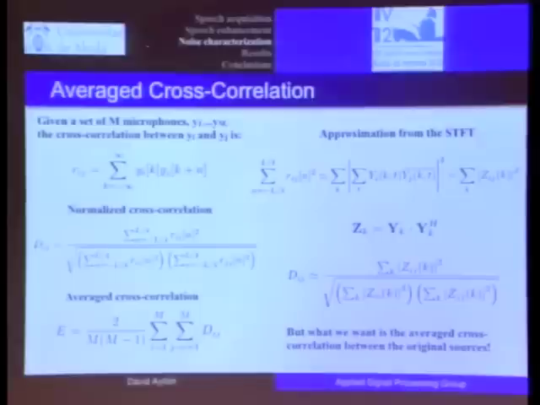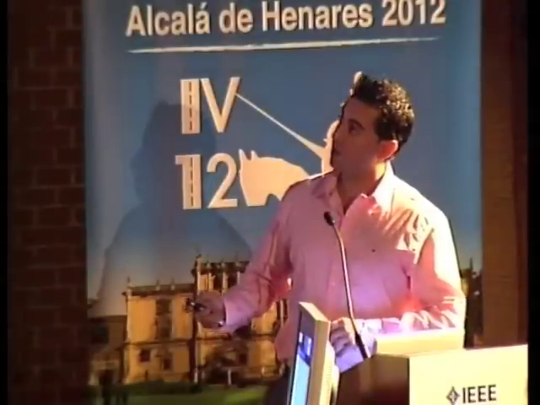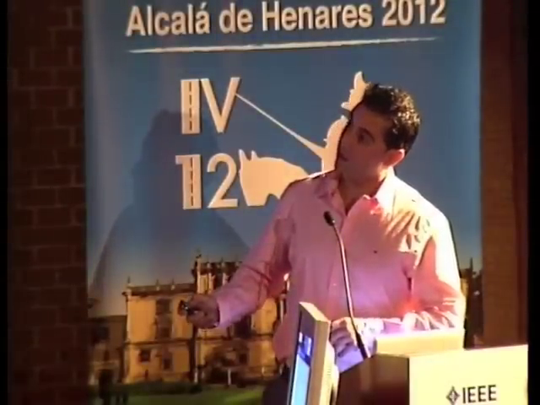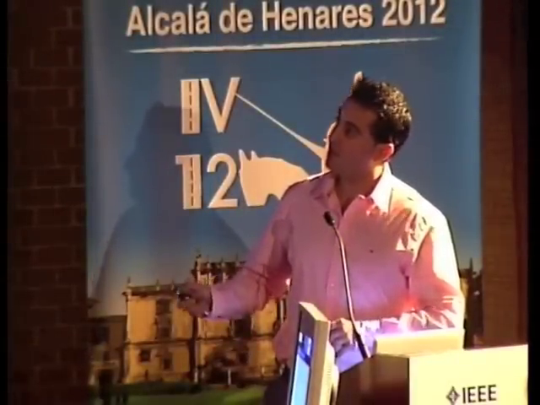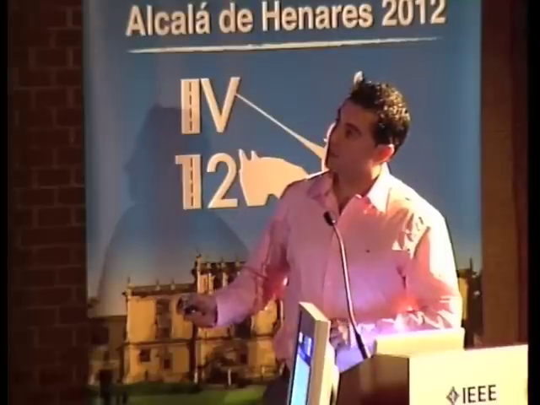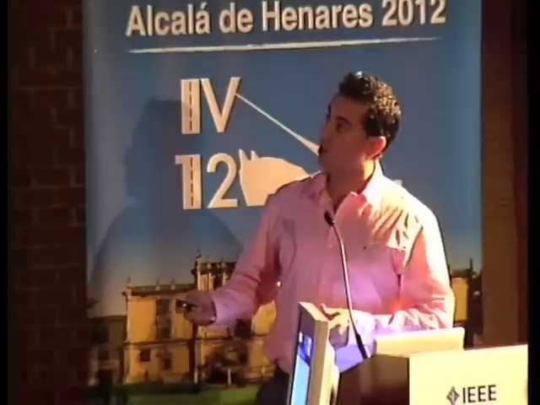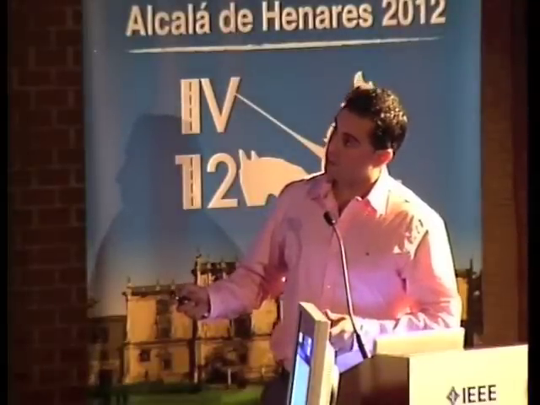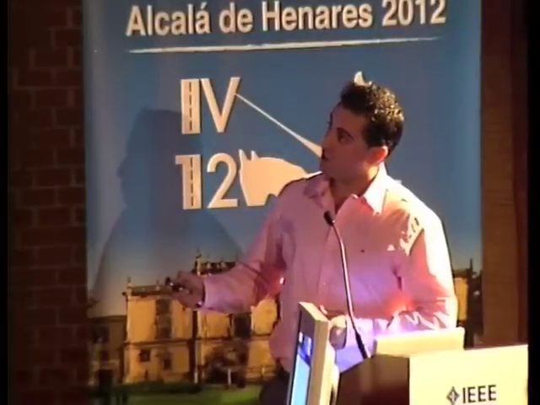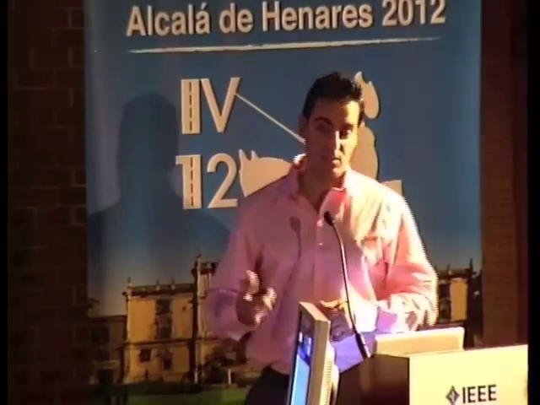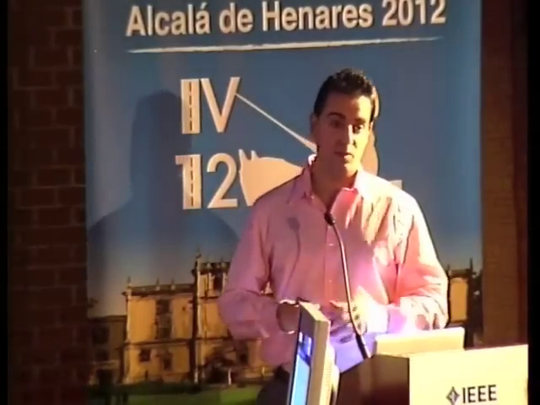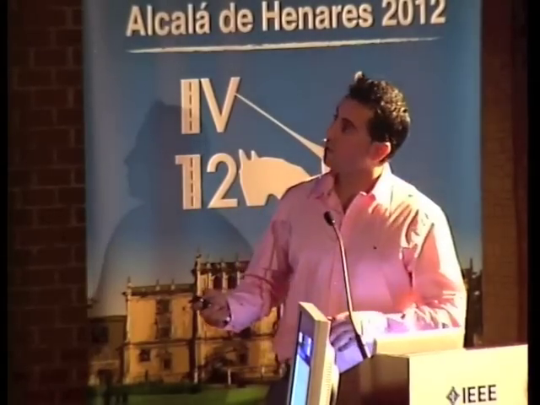But what we want is the average cross correlation of the original sources. Well, our signal model can be described with this expression here, and here in matrix notation. We have M microphones. We have S original sources. And this B matrix is going to be the mixing matrix, which represents the channel between microphone 1 and source 1 and so on. So this corresponds with the microphone responses between each microphone and its source.